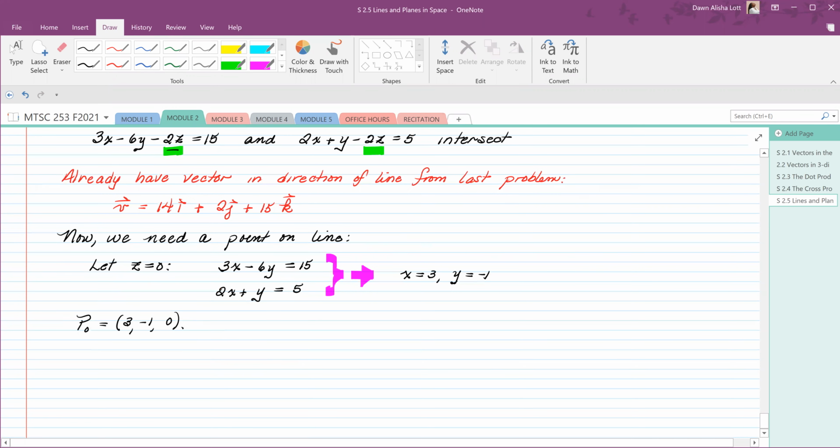Okay, so now I have the vector 14i plus 2j plus 15k. And they want parametric equations. So therefore, x is going to be 3 plus 14t. y is going to be -1 plus 2t. And z is equal to 0 plus 15t. So those are parametric equations of the line.